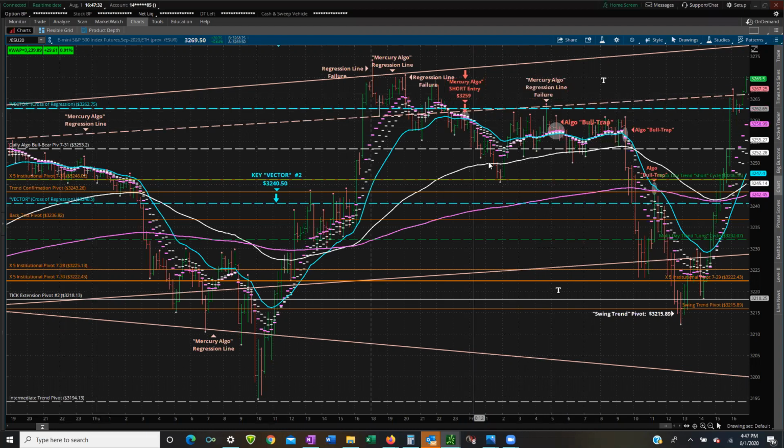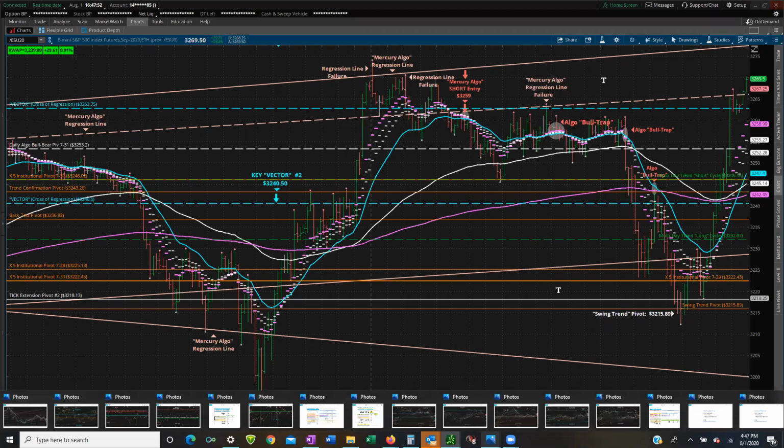So you had your short entry here. You had this move back, and this one, I knew this was going to be it for the night, because it came back into the confluence of this regression line and this vector. Now, these vectors are really cool. Here's what a vector is, because if I don't show this to you now, I'll forget to do it.